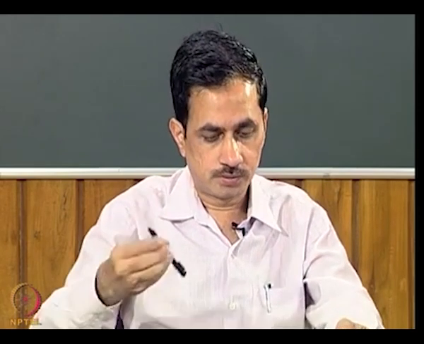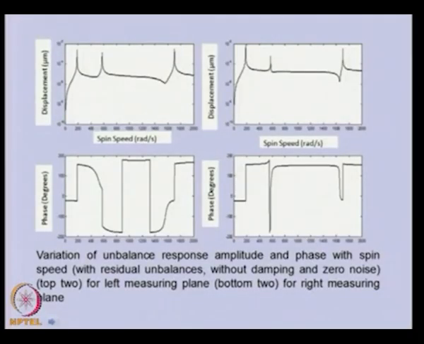So this is the typical plot of unbalanced response, in which we have shown the amplitude versus speed, and this is the phase versus speed. In this we have changed the speed of the rotor up to beyond the third critical speed. So this is the first, second and third critical speed, and in the phase plot you can see there is a change in the phase wherever there is a change in the peaks.